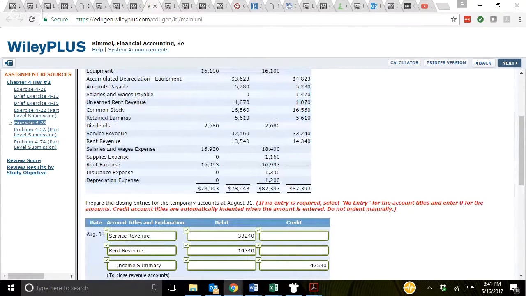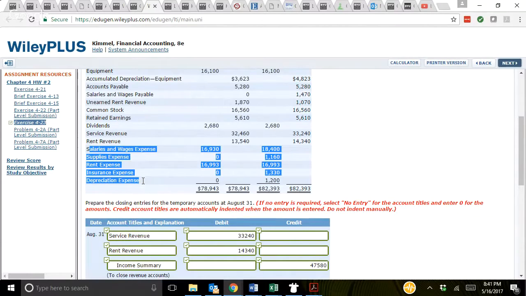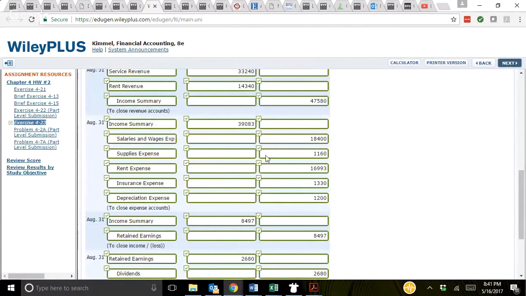We have salaries and wages expense, supply expense, rent expense, insurance expense, and depreciation expense, and we're using these numbers here on the adjusted side. I already did all these here, but normally you would leave this top one blank for the income summary. This is where we're settling it to. We always do debits first, but we're going to start over here. We're going to enter in all the expenses: salaries and wages, 18,400.